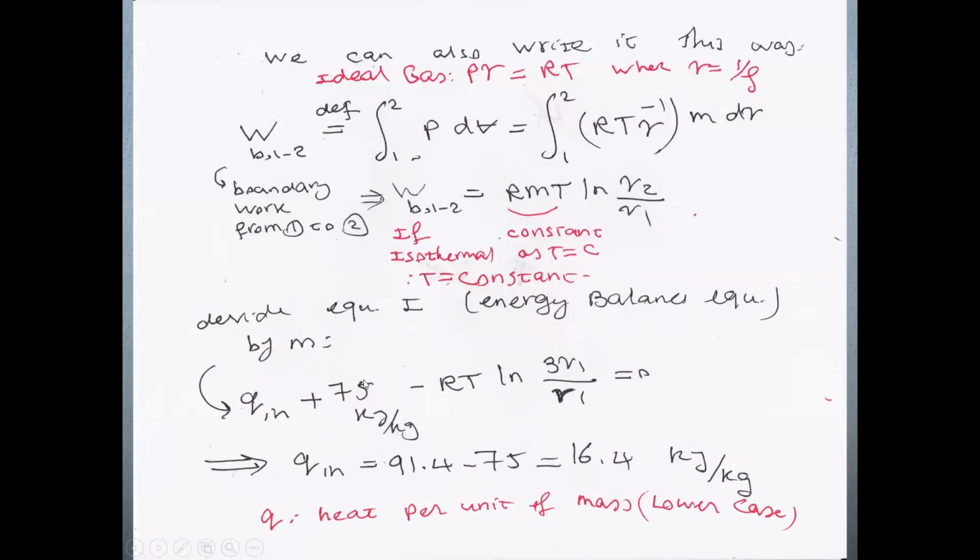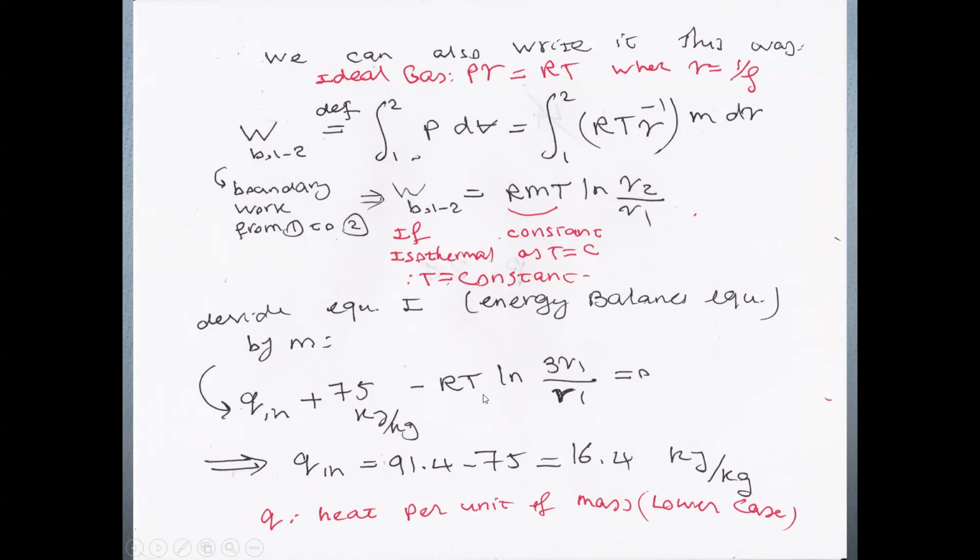That is for W in, lowercase w, 75 kilojoule per kilogram, which is the work of the paddle wheel. That is for W out, which is basically the boundary work, W_B. When you divide it by m, R T ln of 3, right? And that is to be determined, but it's going to be lowercase q when you divide both sides by m. That is the heat transfer to the air per unit of mass.